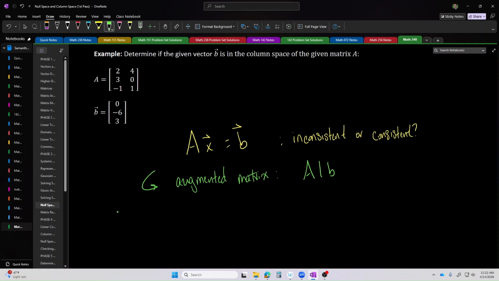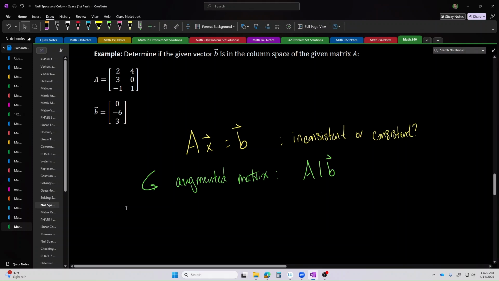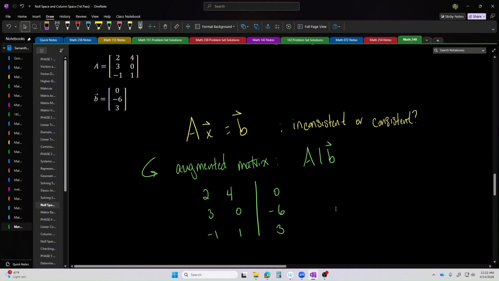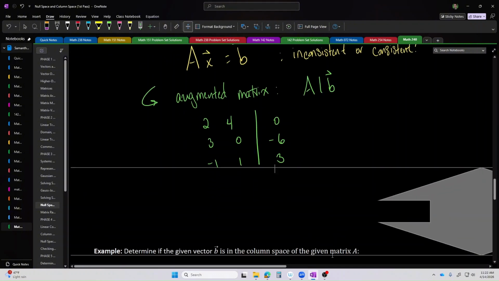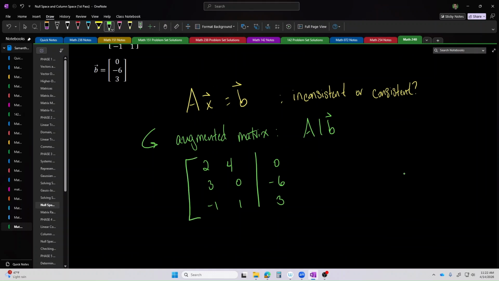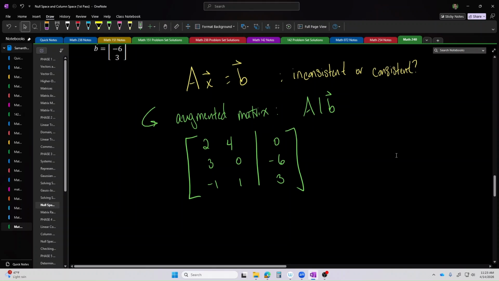A augmented with B. And A augmented with B in this case would be the matrix 2, 4, bar 0, 3, 0, -6, -1, 1, 3. Setting up the augmented matrix that represents this matrix equation is the same thing as a system of equations, just expressed in a slightly different format.